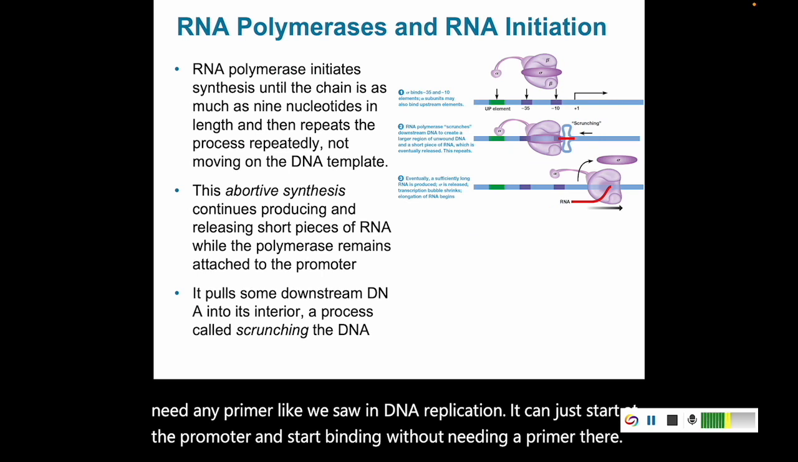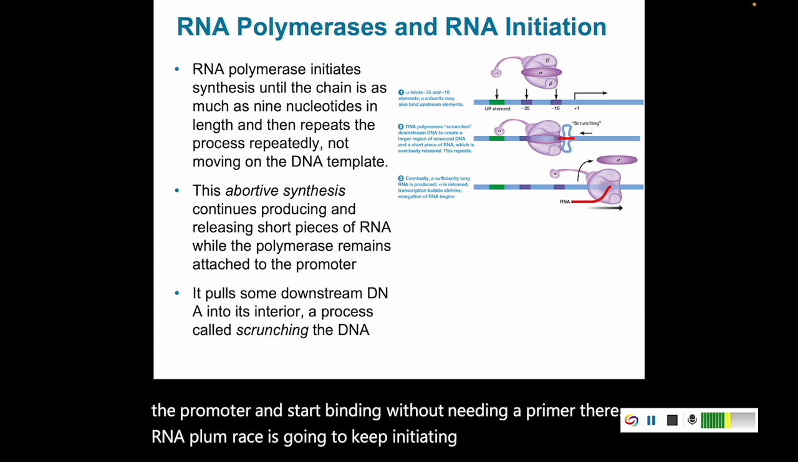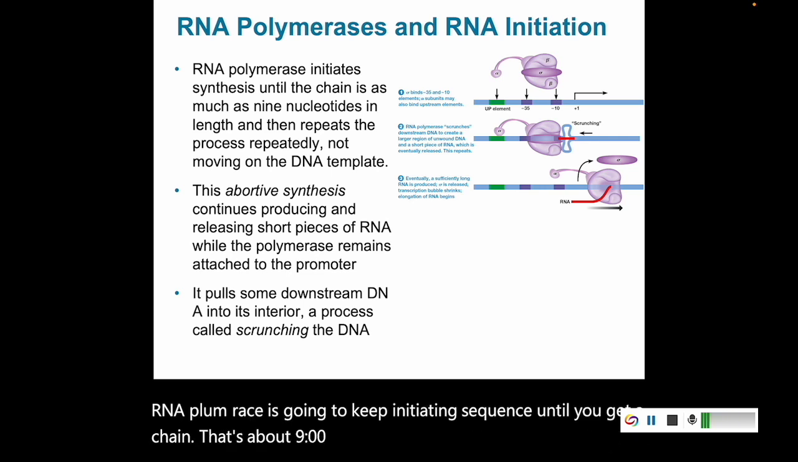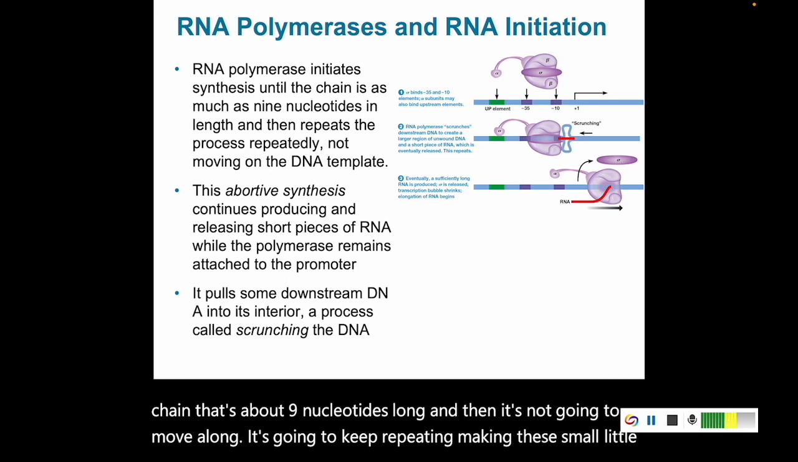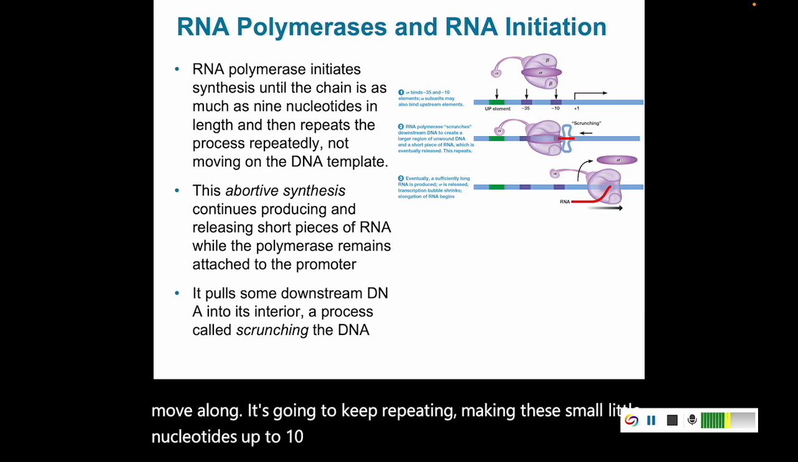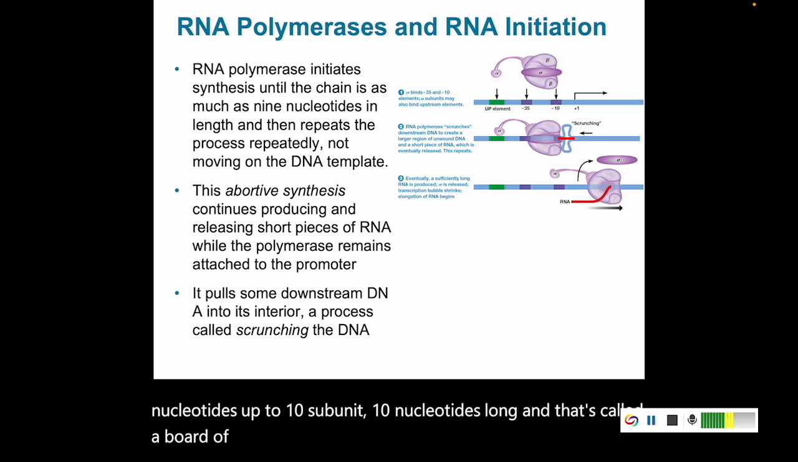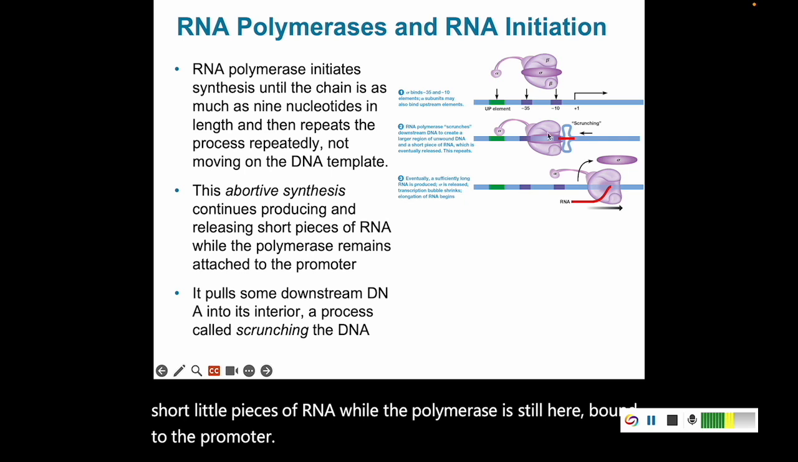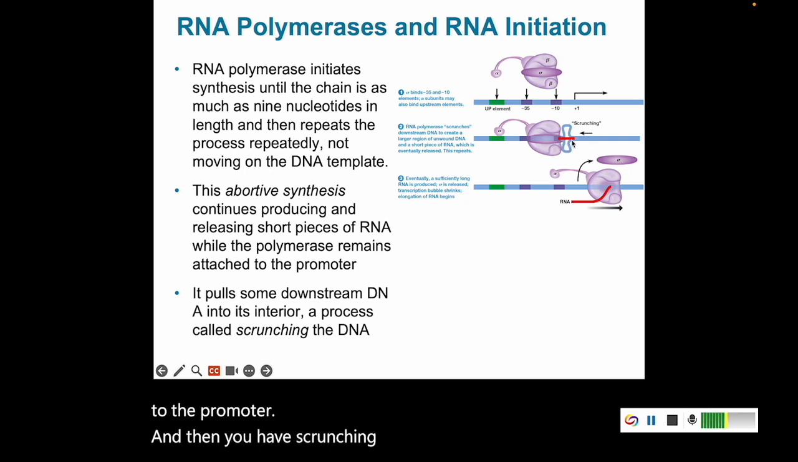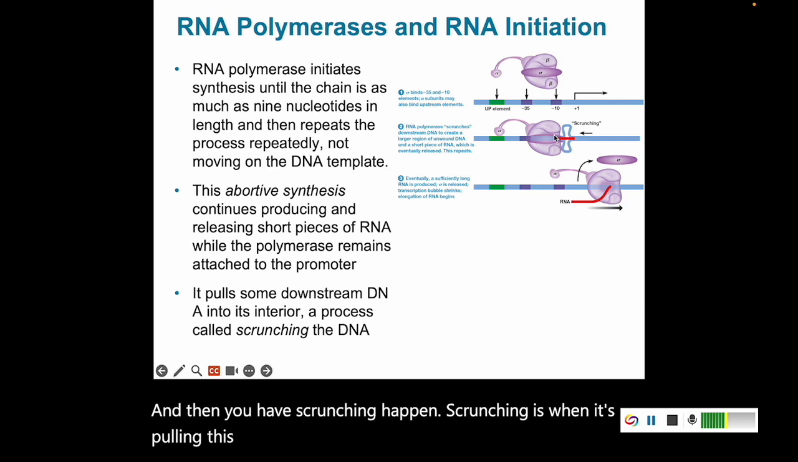RNA polymerase is going to keep initiating until you get a chain that's about 9 nucleotides long. And then it's not going to move along. It's going to keep repeating, making these small little pieces up to 10 nucleotides long. And that's called abortive synthesis. It's going to keep making and releasing these short little pieces of RNA while the polymerase is still bound to the promoter. And then you have scrunching happen. Scrunching is when it's pulling the downstream DNA into the polymerase interior.